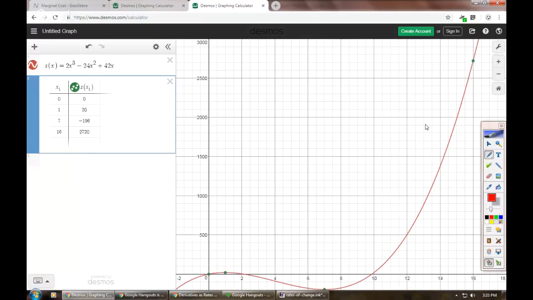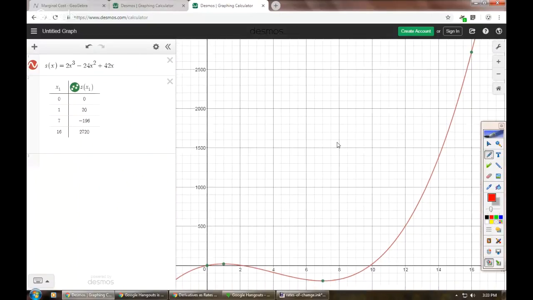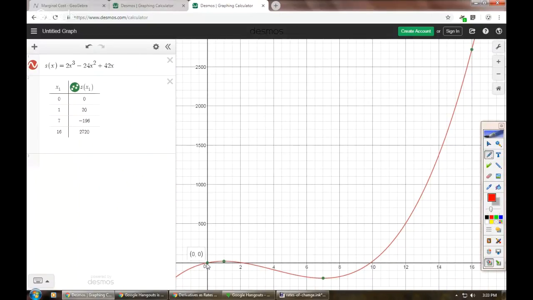So points of interest from the table, we start at 0 and we rise up to 20. From 20, we have to drop down to negative 196, which is a drop of 216. And then we have to go from negative 196, so like below sea level, to above sea level. So 2720 plus 196. And then we combine all of those to get the total distance.